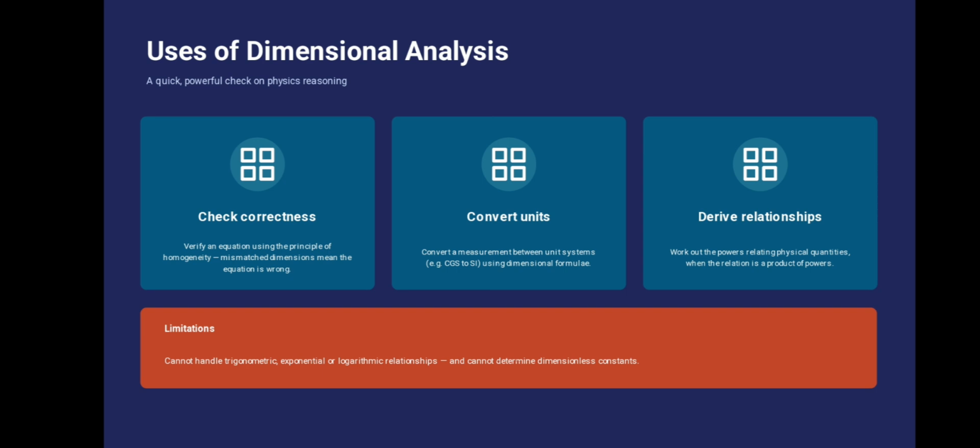If we have a good guess about which quantities a relationship depends on, we can use dimensional analysis to work out the powers to which each quantity must be raised, as long as the relationship involves a product of powers. This method doesn't work for relationships involving trigonometric, exponential, or logarithmic functions, and it also can't determine dimensionless constants. Dimensional analysis is limited in these ways, but it remains an extremely quick and powerful check on your work in physics. Many students catch calculation errors simply by verifying that their final answer has the correct dimensions.